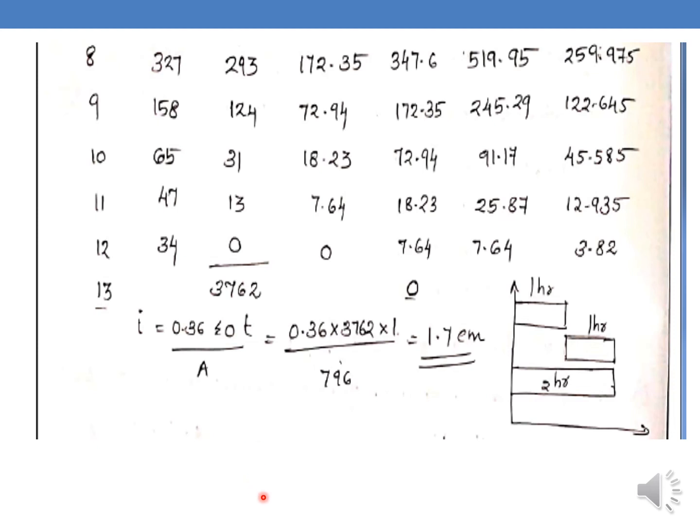Here you can see this is the first unit hydrograph, lagged by 1 hour is the second unit hydrograph. You sum these up, you will get a DRH of 2 centimeter. You divide that by 2 to get the unit hydrograph of 1 centimeter.